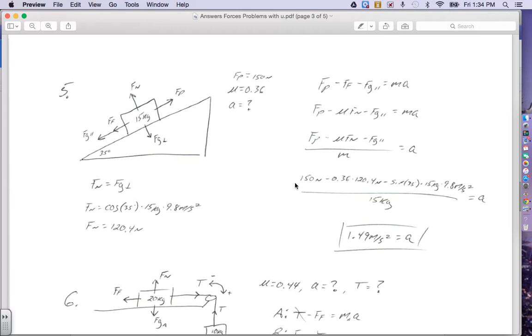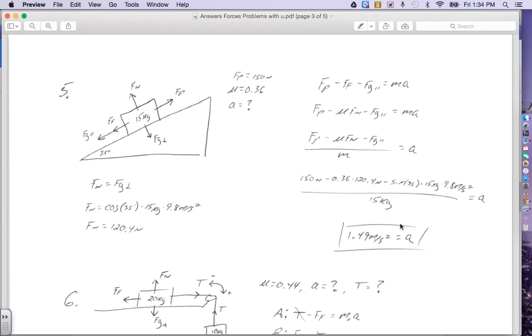The force of pull is 150 newtons. That was given in the problem. The coefficient is 0.36, also given in the problem. And we solved for the normal force, which was 120.4 newtons. Force of gravity parallel, we have the equation on our equation sheet for that. It's just the sine of the angle, 35 degrees, times the mass, 15 kilograms, times g, which is 9.8 meters per second squared. All of that's divided by the mass, which is 15 kilograms.